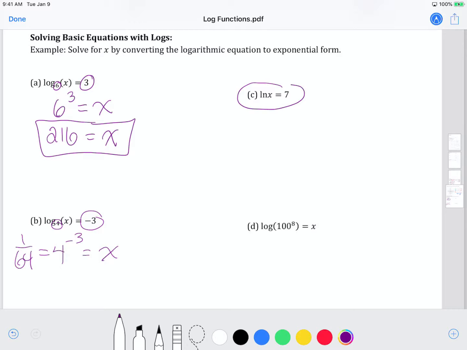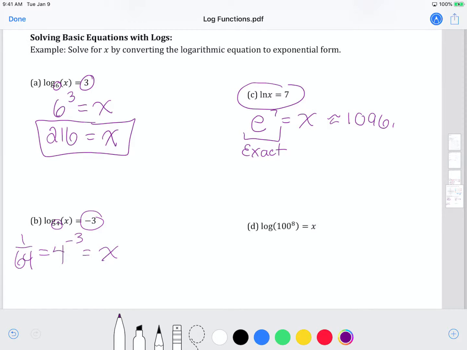Now, in this example here, part C, I don't see my base. It's not listed, but because it's ln, I should know that my base is e. So my base is e, my exponent is 7, and so x is going to be e to the 7th. This is considered the exact answer. And then if I want to figure out what that is as a decimal value, I can put that in on my calculator and put in e to the 7th.